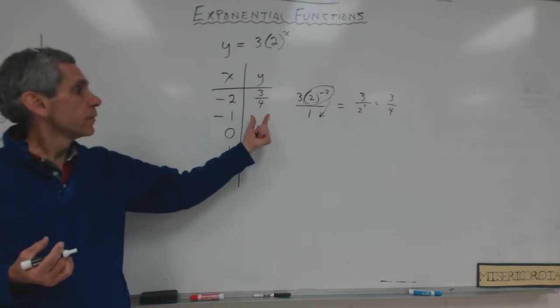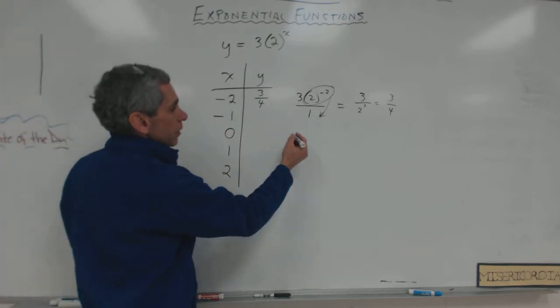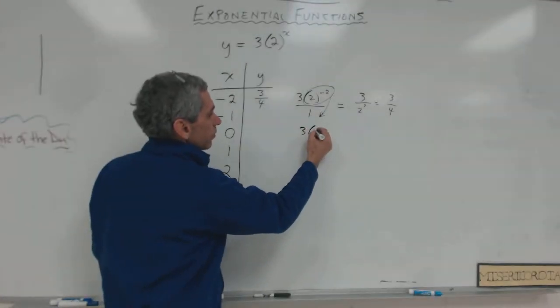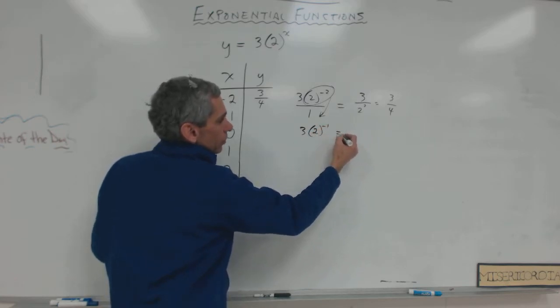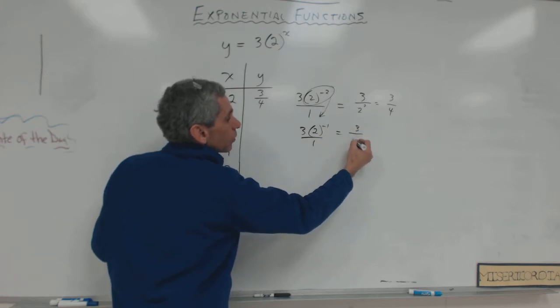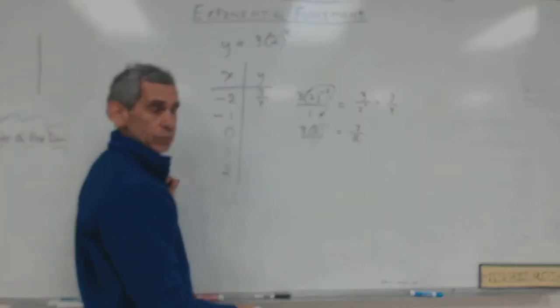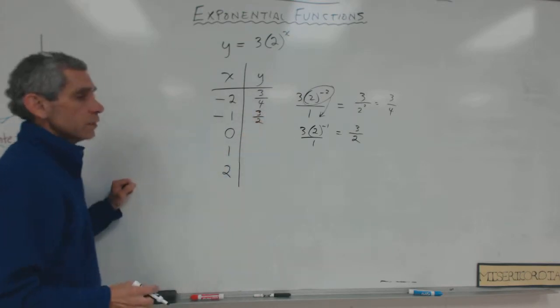Yeah. Right? And then, okay, so let's try -1. So we've got 3 times 2 to the -1. So that equals, I'll bring this downstairs, 3 over 2 to the +1, which is just 2. Everybody agree with me? Yeah. 3 over 2.